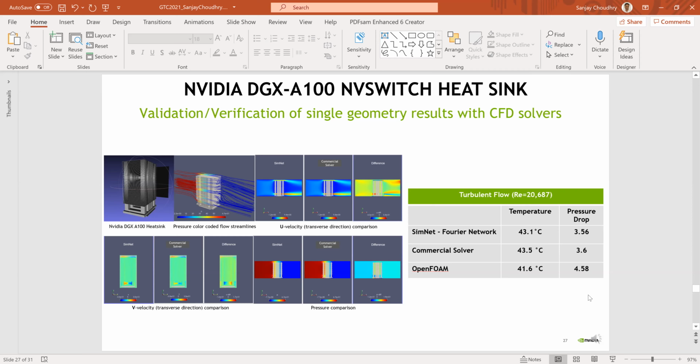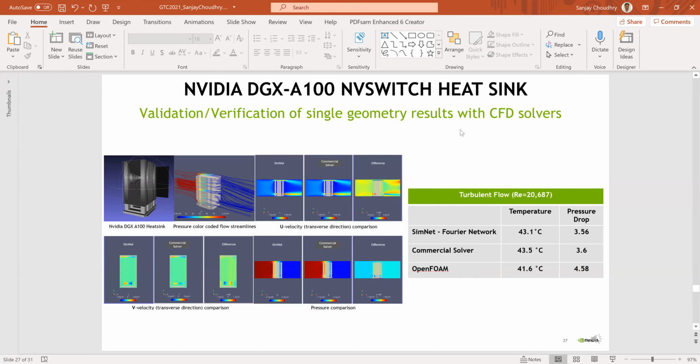Actually closer with the commercial solver than with OpenFOAM. We found OpenFOAM is not as mature or good, even after so much use, as some of these robust commercial solvers over and over with the last few problems that I've shown you. But we got reasonably good comparisons within 10% engineering accuracy with a commercial solver for both temperature and pressure drops for this heat sink. And this is an NVSwitch heat sink that goes in the DGX A100, currently out in the market.